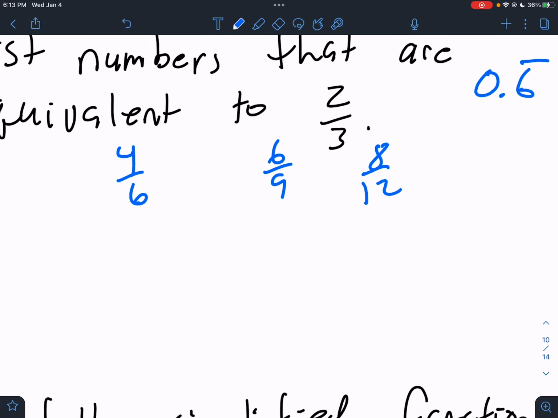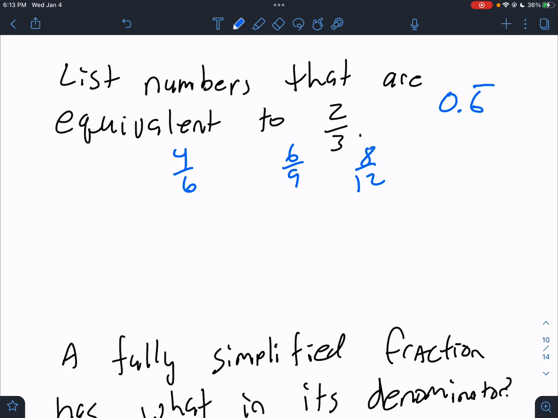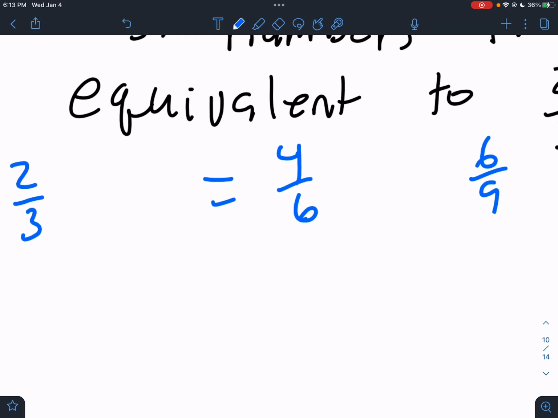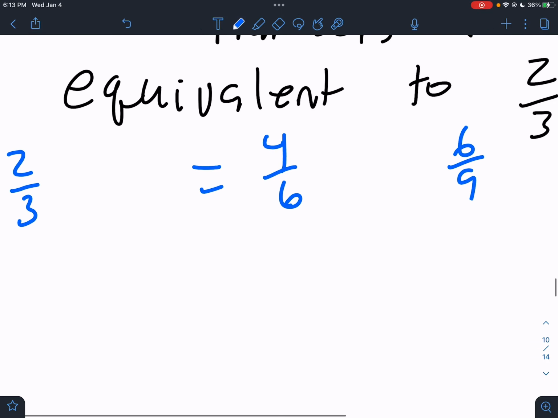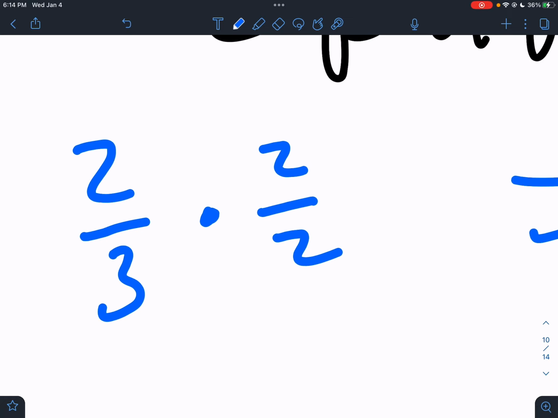Why? How does that work? How can all these things that look different all be the same thing? Well, how do I go from 2/3 to 4/6? What do I multiply by? Oh, you multiply by 2. No, you don't multiply by 2. You multiply by 1. What do I mean? You're multiplying the top and bottom, the numerator and denominator, by the number 2.